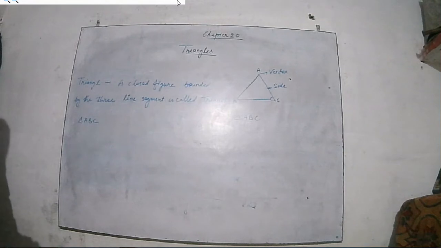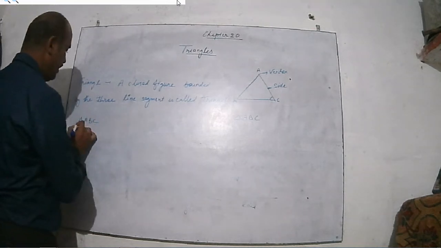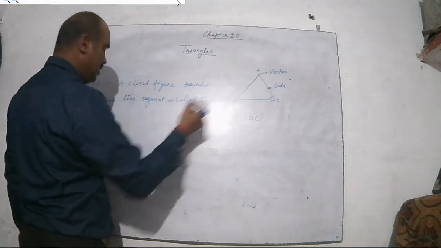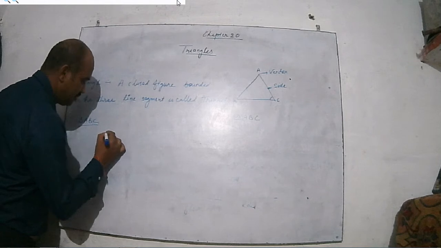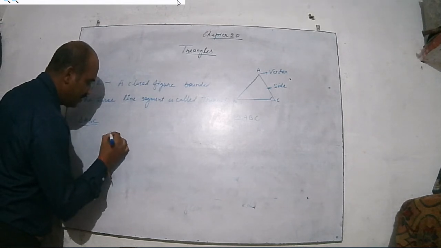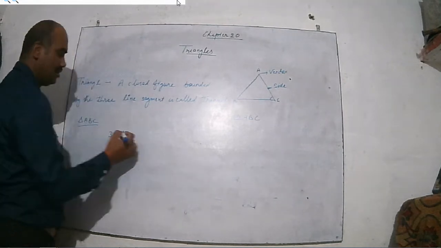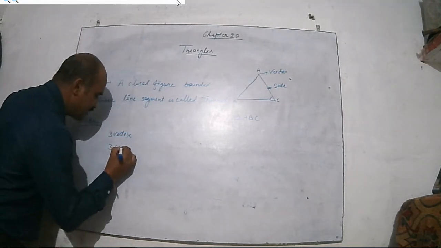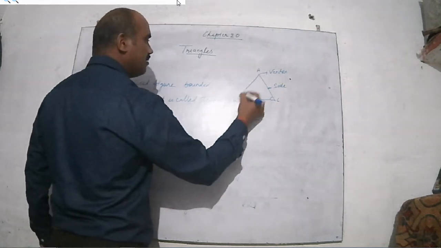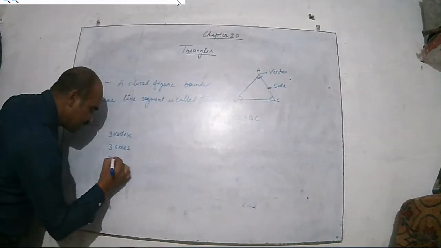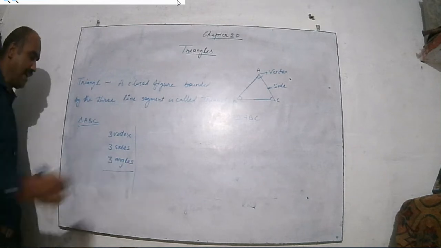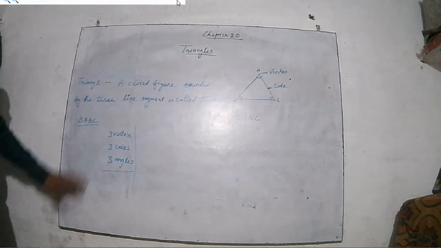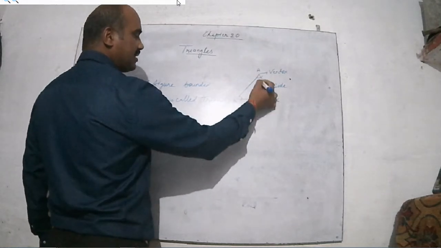To conclude this, in triangle ABC, how many vertices are there? It has 3 vertices. How many sides? 3 sides. And how many angles? It has 3 angles.